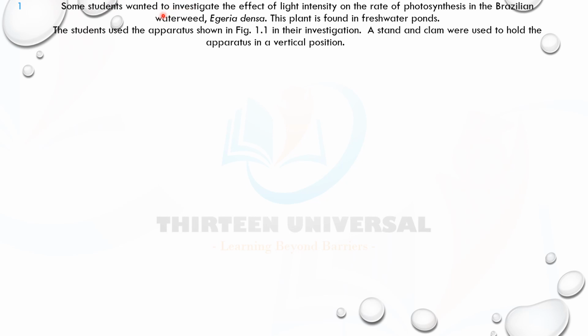Some students wanted to investigate the effect of light intensity on the rate of photosynthesis in Brazilian waterweed, Egeria densa. This plant is found in freshwater ponds. The students use apparatus shown in Fig 1.1, right, in their investigation. A stand and a clamp were used to hold the apparatus in a vertical position.